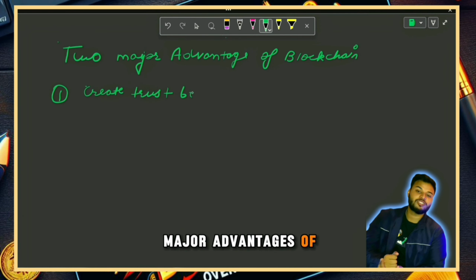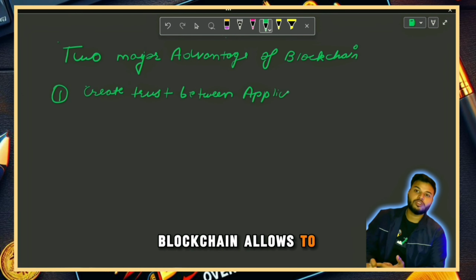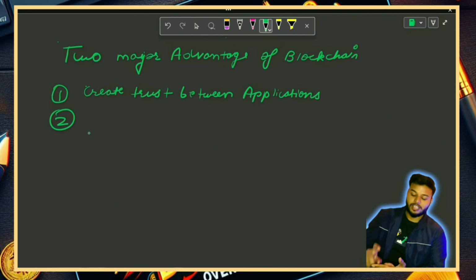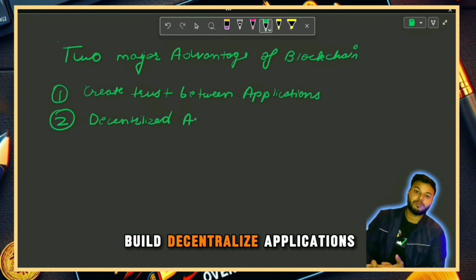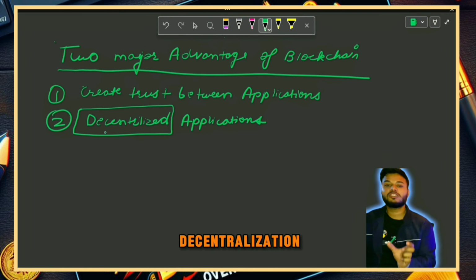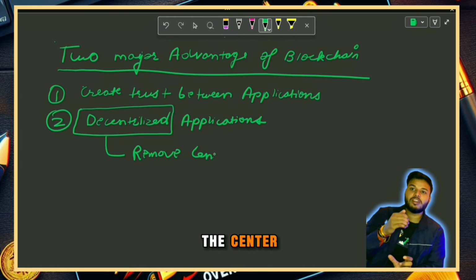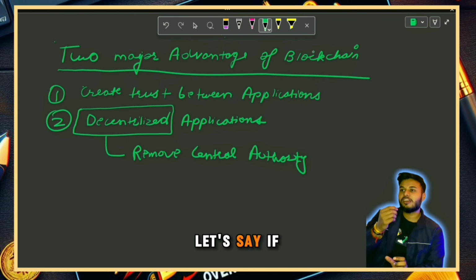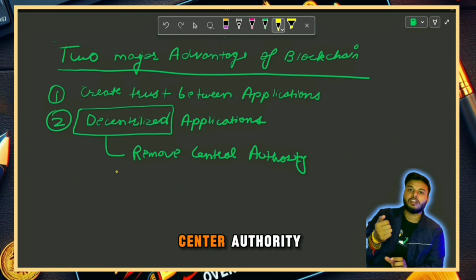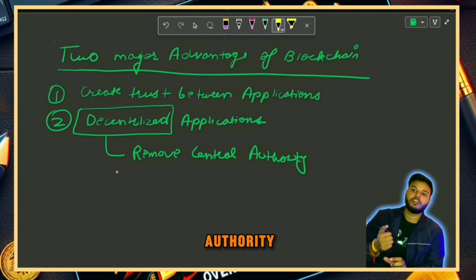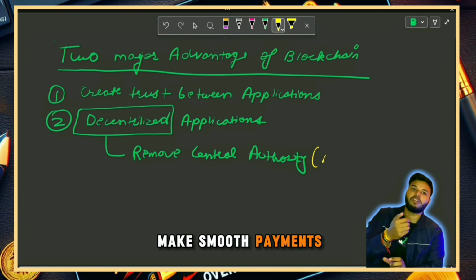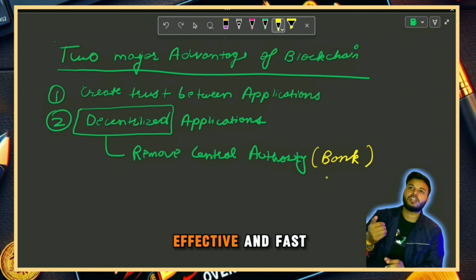As I have told you in the first video itself, the major advantages of blockchain are that it allows us to create trust between applications, and second, it allows us to build decentralized applications. So the word decentralization means that we have to remove the central authority from any system. Let's say if we are doing a payment, the bank is a central authority. We want to remove that central authority in order to make smooth payments, so that it can be cost effective and fast.